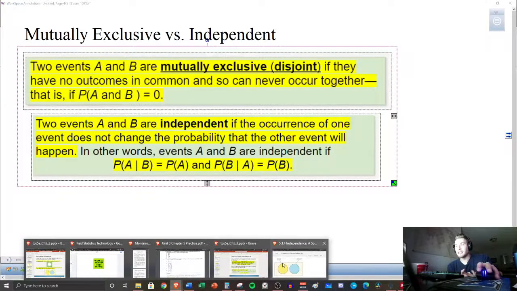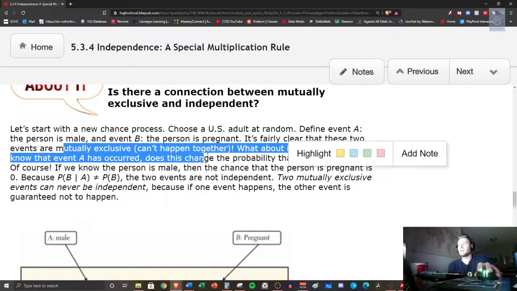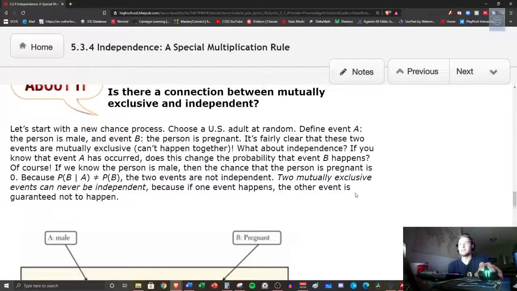Okay, and we're actually going to write this down. But let's read this statement. It says, let's start with the new chance process. Choosing a U.S. adult at random. Define event A as they're male, B as they're pregnant. It's fairly clear that these two events are mutually exclusive. They can't happen together, right? So that's what we just said.